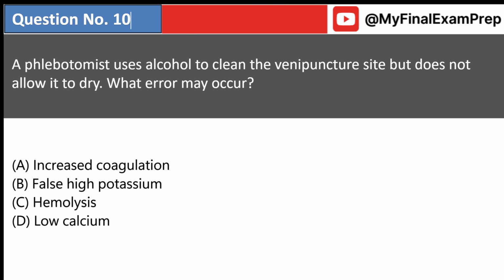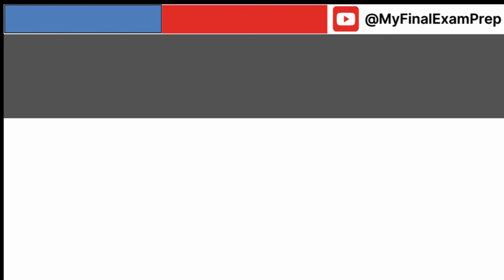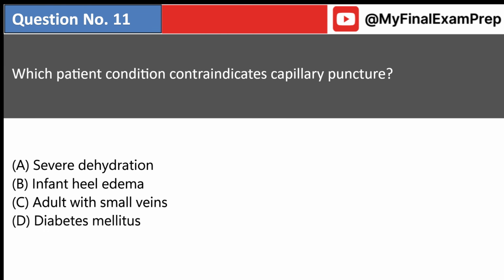A phlebotomist uses alcohol to clean the venipuncture site but does not allow it to dry. What error may occur? A. Increased coagulation. B. False high potassium. C. Hemolysis. D. Low calcium. Answer C. Alcohol that hasn't dried can lyse red cells when the needle punctures the skin, releasing intracellular components like potassium and LDH.